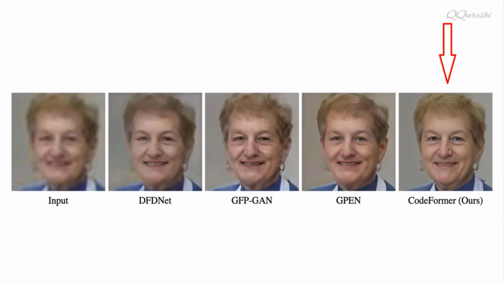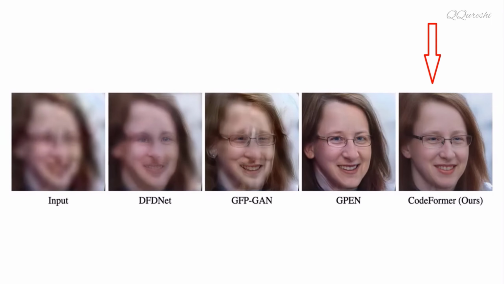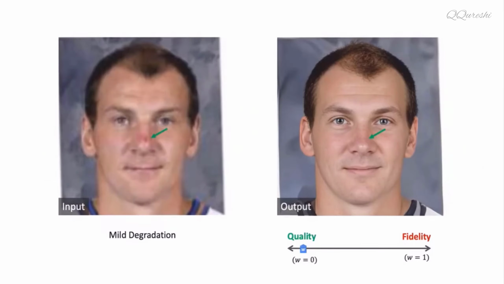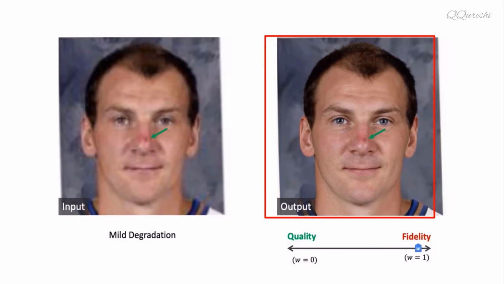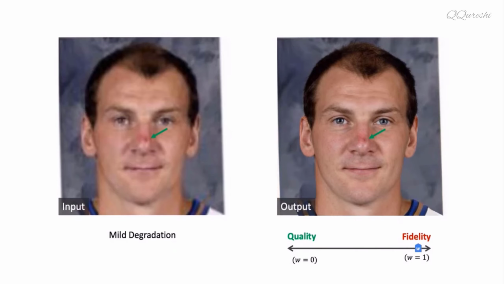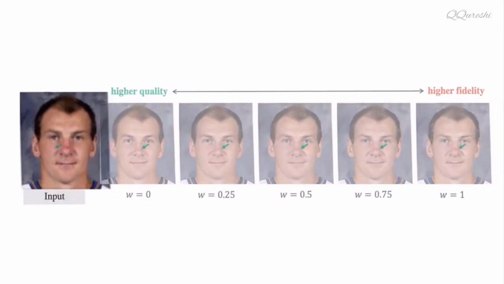It excels at removing artifacts, reducing noise, and repairing damaged areas in portraits. CodeFormer is often considered superior at restoring severely damaged images. Look up here, it's mild degradation in the image. While on the other hand, you will see the output image.